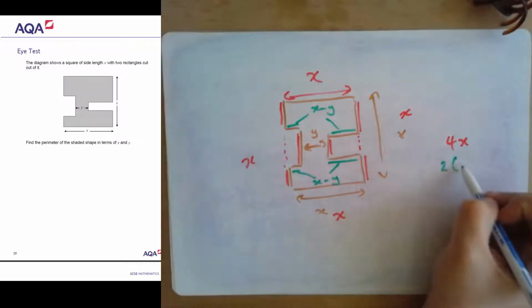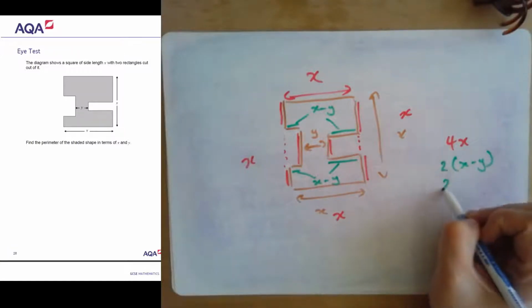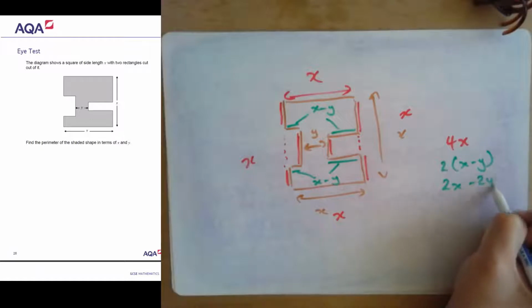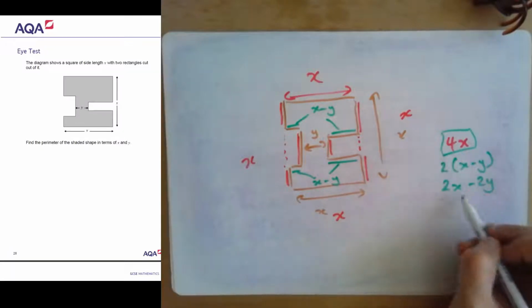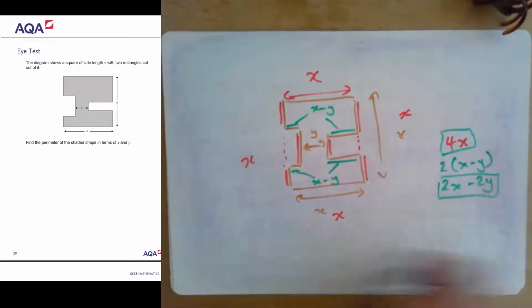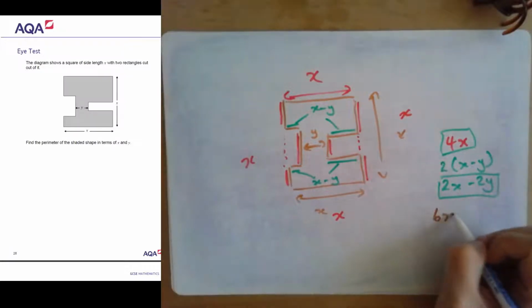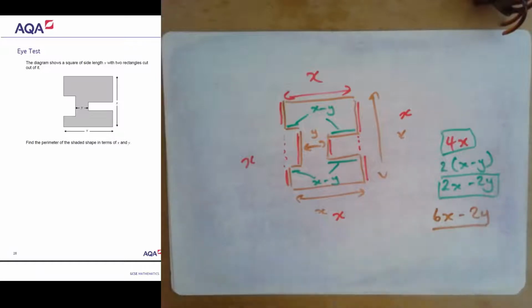So I've got two lots of these. Okay, so all you need to do is expand that. So you've got 4x and you've got 2x, take away 2y. So altogether you will have 6x, take away 2y. And that is your entire perimeter. I know, it's not actually that hard when you think about it.